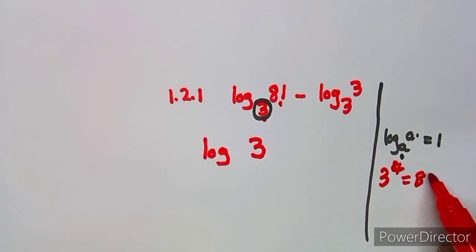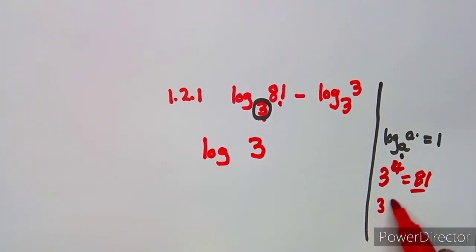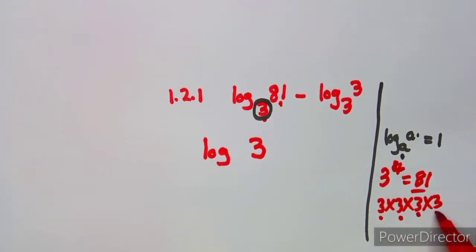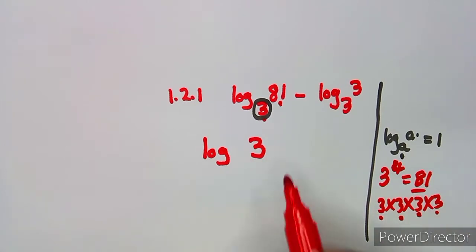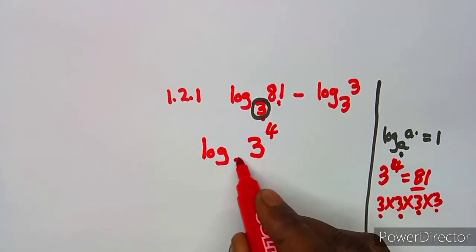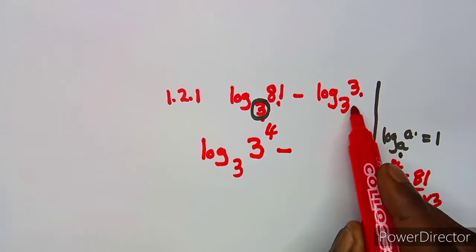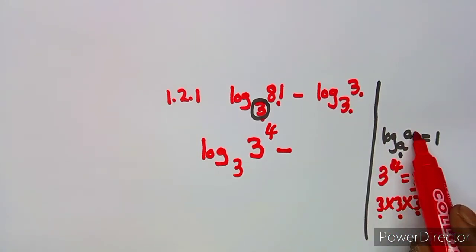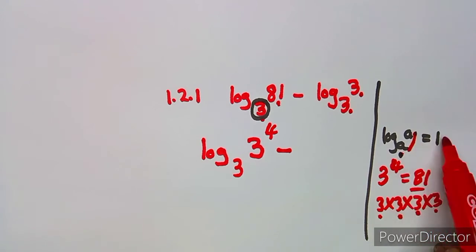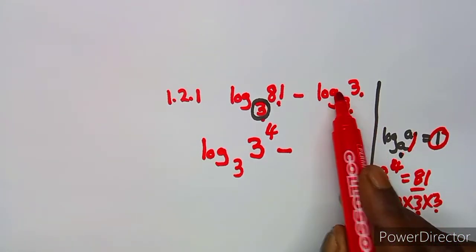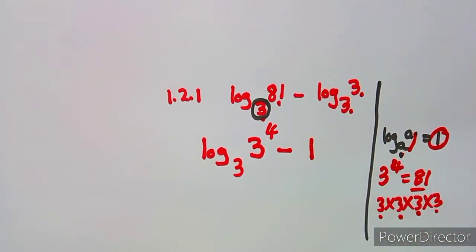3 times 3, 4 times gives you 81. 3 times 3 times 3 times 3. 3 times 3, that's 9, times 3, 27, times 3, which is 81. So that's 3 to the exponent of 4 in base 3. Minus, already I'm having log 3 base 3, which is log A base A, like this. We said gives us a 1. So log 3 base 3 gives us a 1. All right.